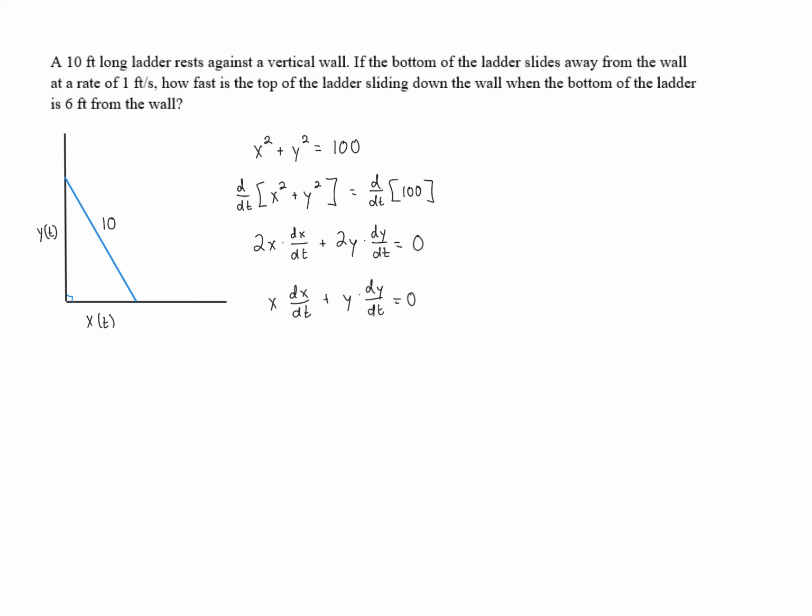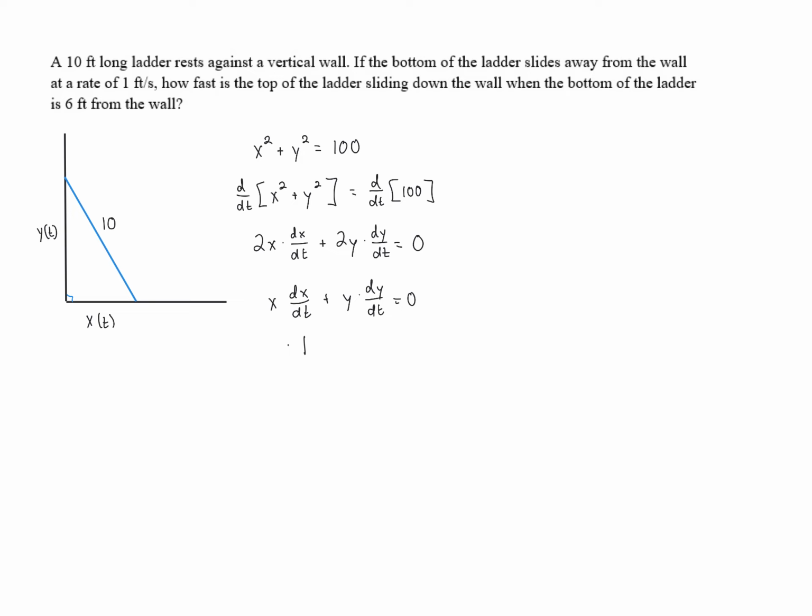The question is, do we know the other values? Well, we're told that the bottom of the ladder is sliding away from the wall at a rate of 1 foot per second. So that is actually moving this way, which means that our function x of t is increasing at a rate of 1 foot per second. So that means dx over dt is just 1. And it's a positive 1 because when that ladder slides, that distance grows.